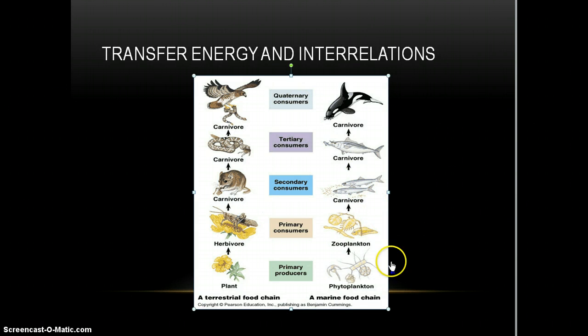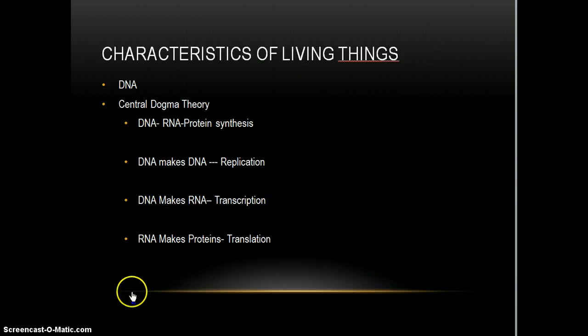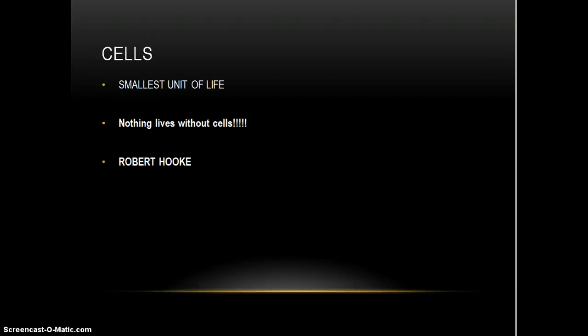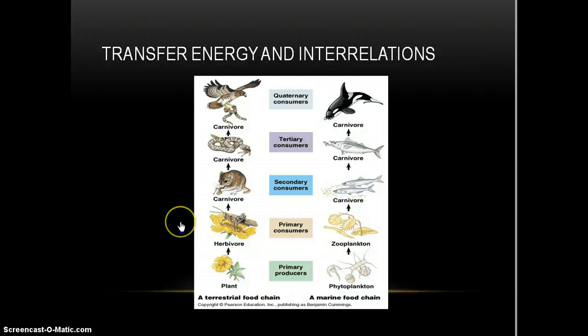What to remember again is that as these stages go up, the energy level decreases. So this should actually be considered a pyramid rather than a straight rectangle. So all of these are the characteristics of living things. This includes DNA, the use of energy, consisting of cells, and the transfer of energy and interrelations. Thank you for listening to Learn Biology, and see you next time.